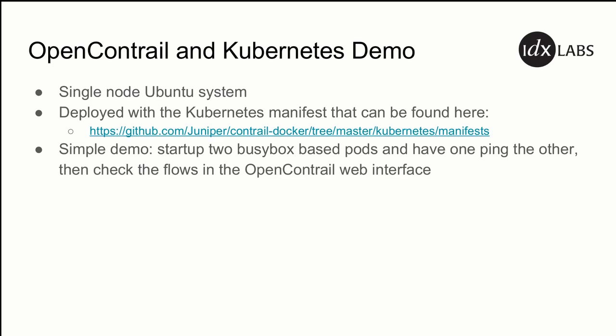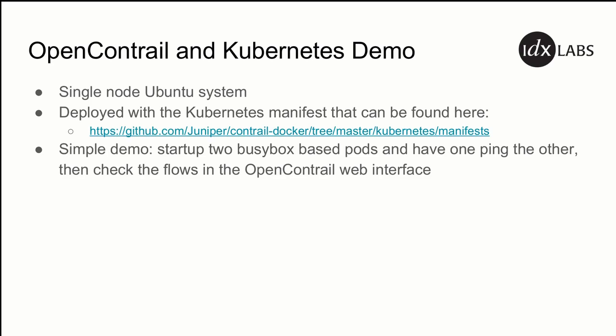So just a couple of quick opening notes. We just have a single node Contrail system based on Ubuntu. And we have Kubernetes deployed, and then in that we have Contrail deployed using Juniper's Contrail Docker repository, and more specifically the Kubernetes manifests that are in there around deploying on a single node system.